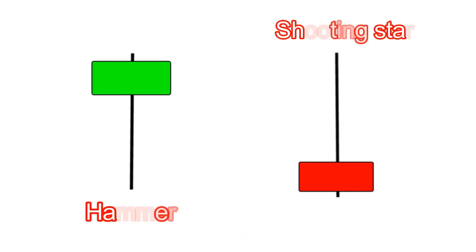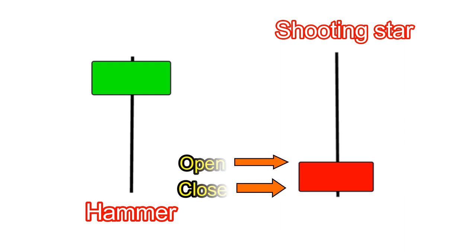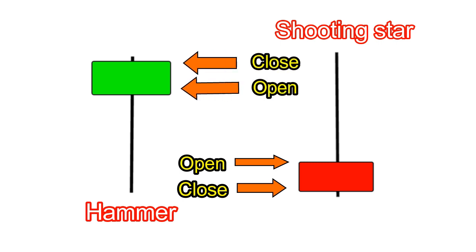Shooting star and hammer. Both of these candlestick patterns are almost identical to the gravestone and dragonfly. But instead of closing at the same opening price, the shooting star closes just below the opening price rather than closing at the same price. This works the same for the hammer candlestick pattern. The hammer closes just above the opening price rather than closing at the same price.